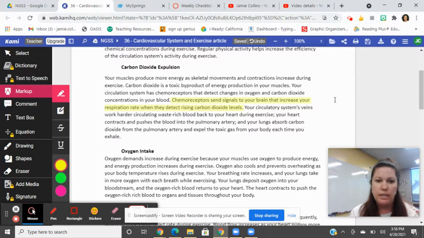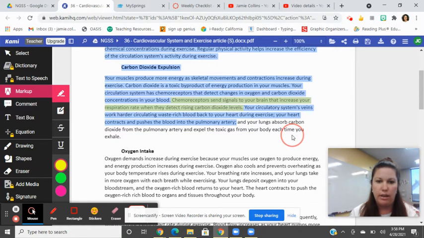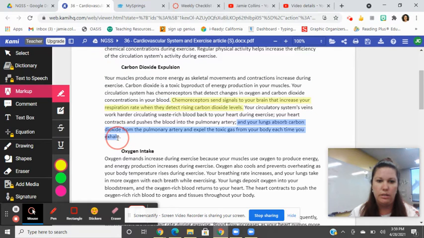Okay, your circulatory system veins work harder circulating waste-rich blood back to your heart during exercise. Your heart contracts and pushes the blood into the pulmonary artery, and your lungs absorb carbon dioxide from the pulmonary artery. I want to highlight that. And expel toxic gas from your body each time you exhale. Whoops, wrong way. No, down. There we go.